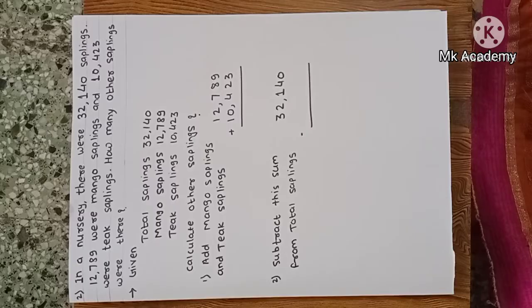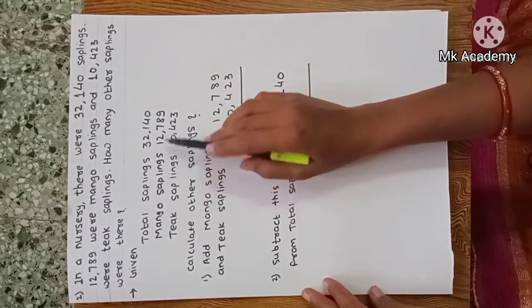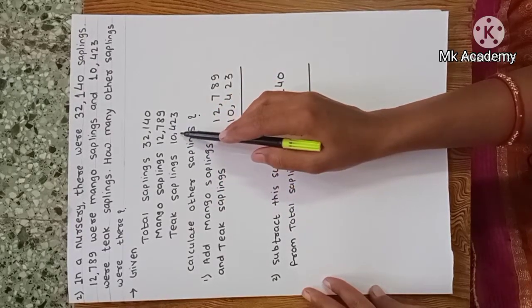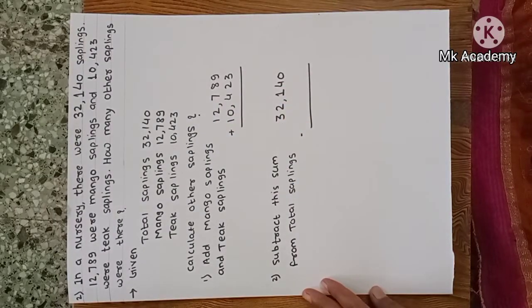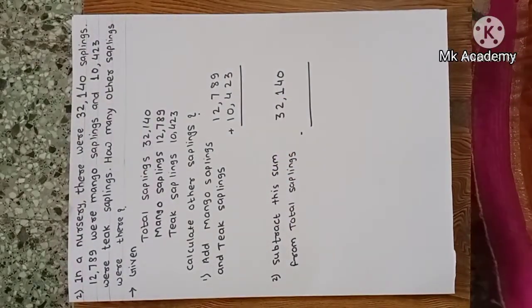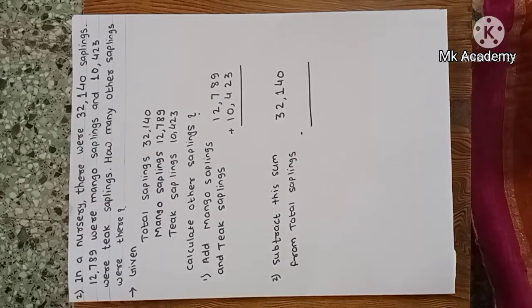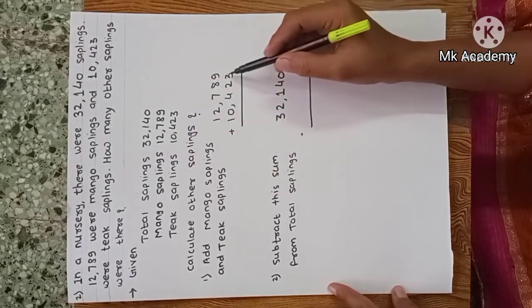Now first we have to write down what is given in this example. We are given total saplings: 32,140. Mango saplings 12,789. Teak saplings 10,423. And what we have to calculate here is the other saplings. The first step is to add mango saplings and teak saplings.